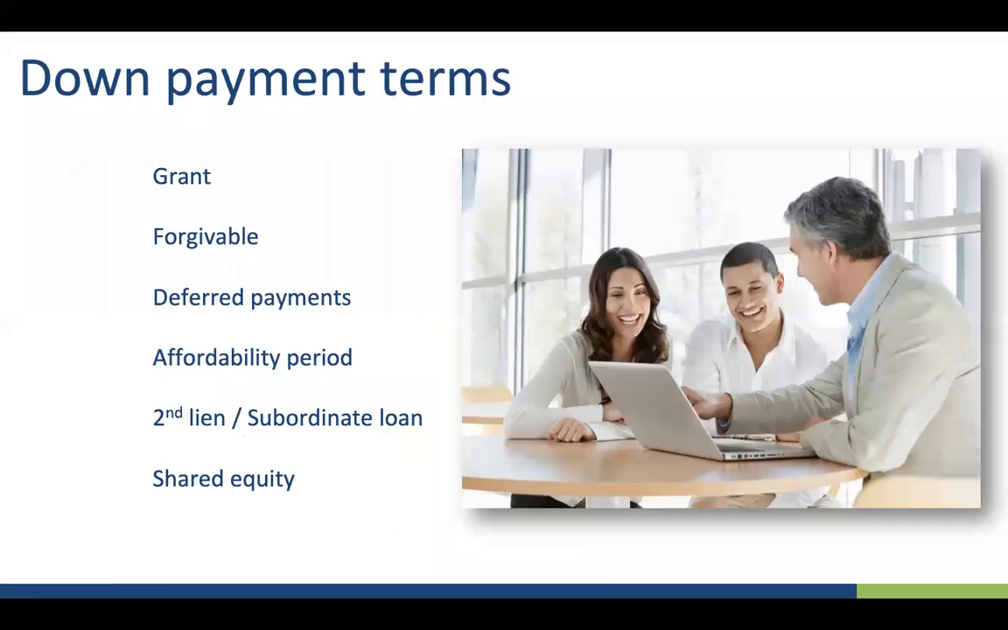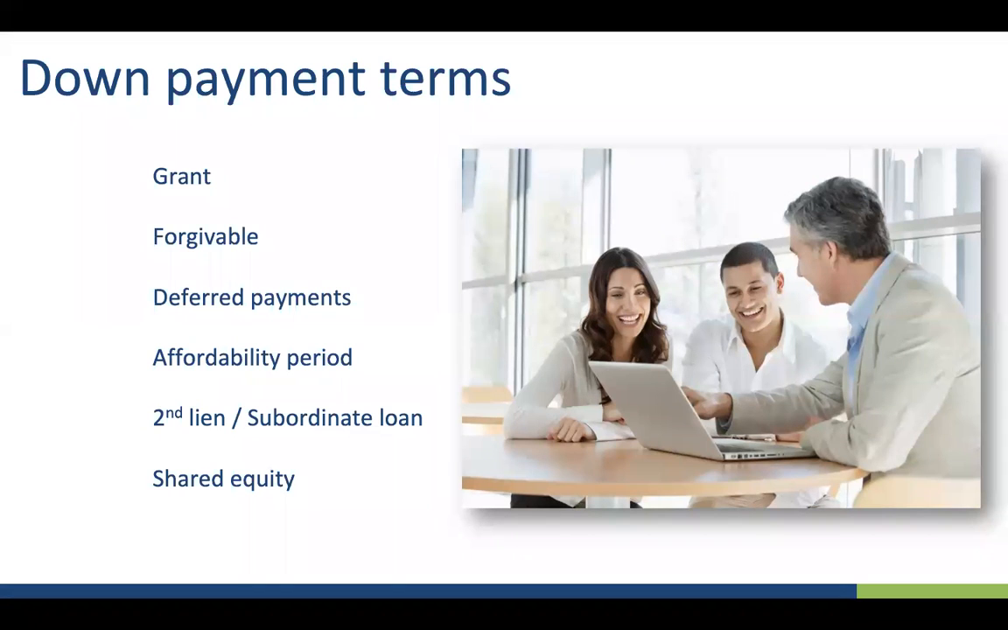Now, some common terms you may hear, we've discussed a few of these. Grant gets thrown around loosely sometimes. A program is not actually a grant unless it is a true gift forgiven at closing. Otherwise, it is some form of subordinate loan or second lien. We've talked about forgivable programs. Those are programs that waive the debt over time. Deferred payments, we talked about that, prolonging or delaying the payments until some point in the future.